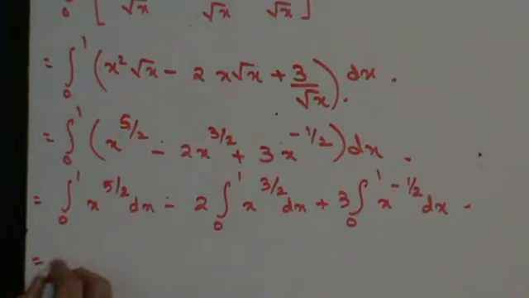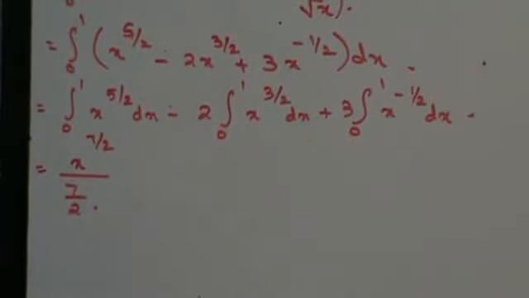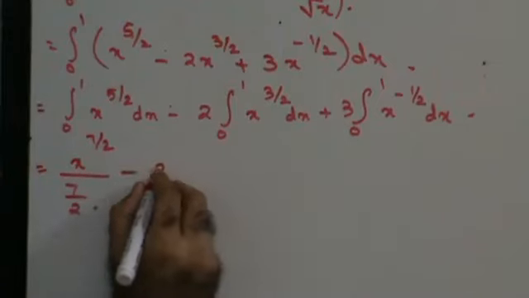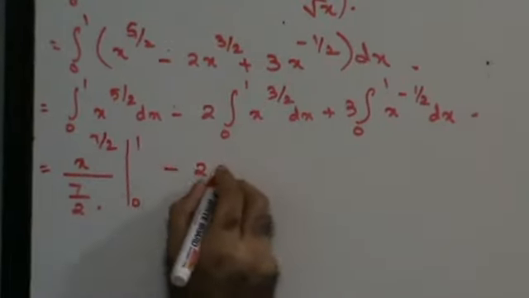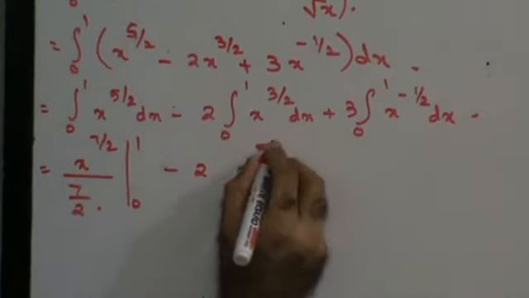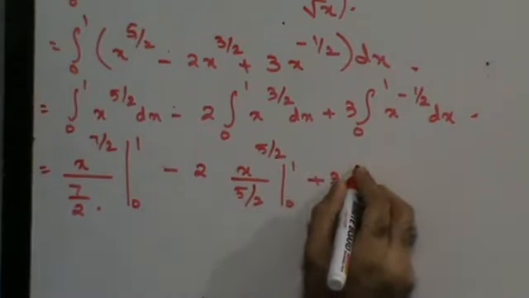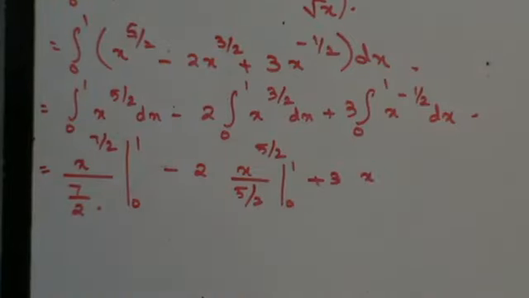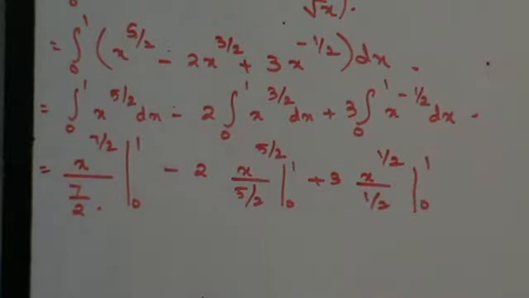This can be written as x raised to 5 by 2 plus 1, that's 7 by 2, upon 7 by 2. Guys, everyone's understood what formula did I use? I used the formula integral of x raised to n is x raised to n plus 1 upon n plus 1, when the limits are between 0 to 1, minus 2, 3 by 2 plus 1 is 5 by 2 upon 5 by 2, when the limits are 0 to 1, plus 3, x raised to minus 1 by 2 plus 1 is plus 1 by 2 upon 1 by 2 when the limits are between 0 to 1.